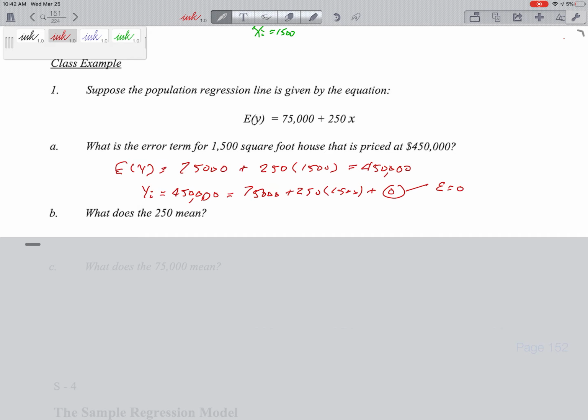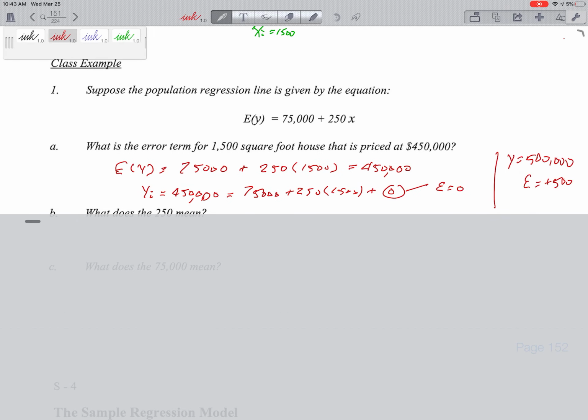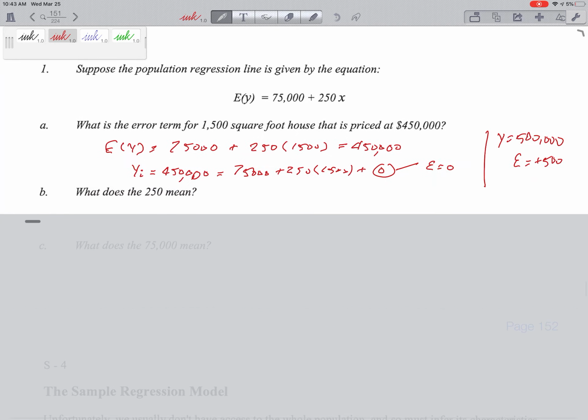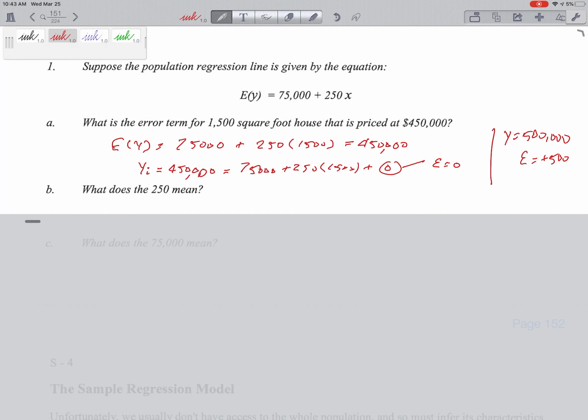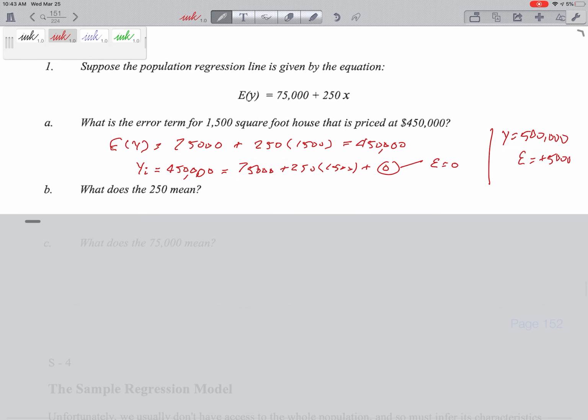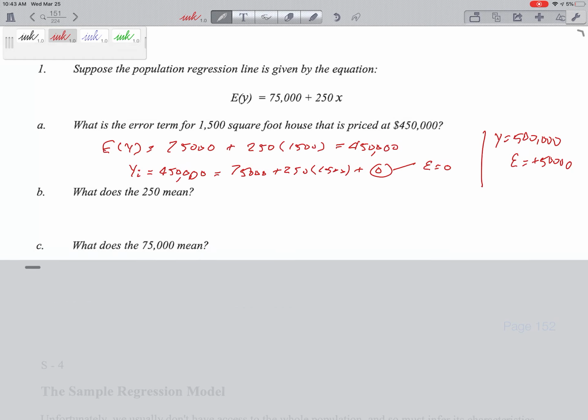So if you have an individual house that, say, goes for 500,000, so if y was equal to 500,000, then your error, of course, would be equal to positive 50,000. Seem to have lost that. Come on, I want to get one more 0 in there. There we go. All right. And if it was 400,000, then of course it would be minus 50,000.